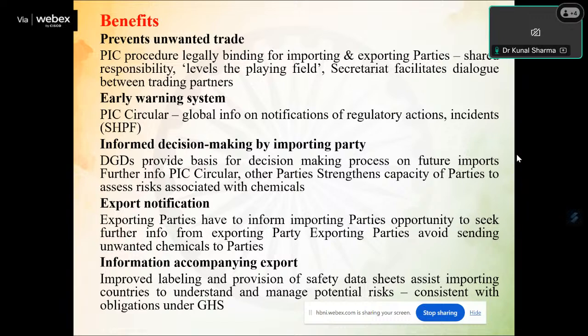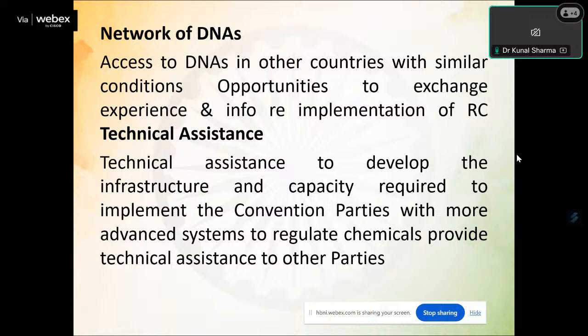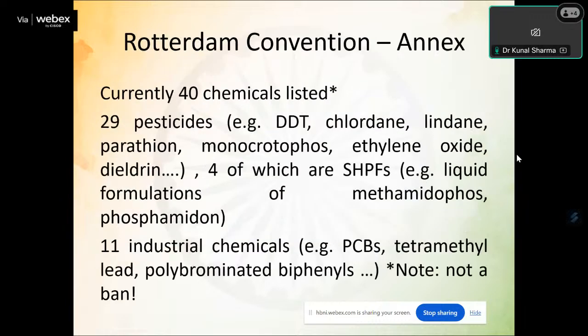Rotterdam is there, which talks about the unwanted trade, early warning system, informed decision, export notification, and information accompanying export. These are the benefits in this, which particularly talks about some hazardous list of chemicals which is being used in a trading field. Networks of DNAs and technical systems as two things. Wherein in networking system, other countries have some similar conditions to use the chemicals, and for technical assistance to develop the infrastructure and capacity required to implement the convention, parties with more advanced systems to regulate chemicals provide technical assistance to other parties. So these are certain things which are the benefits of these conventions.